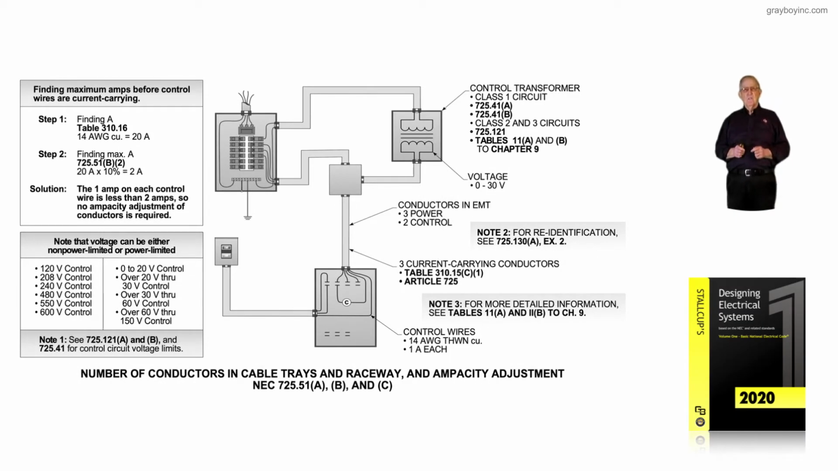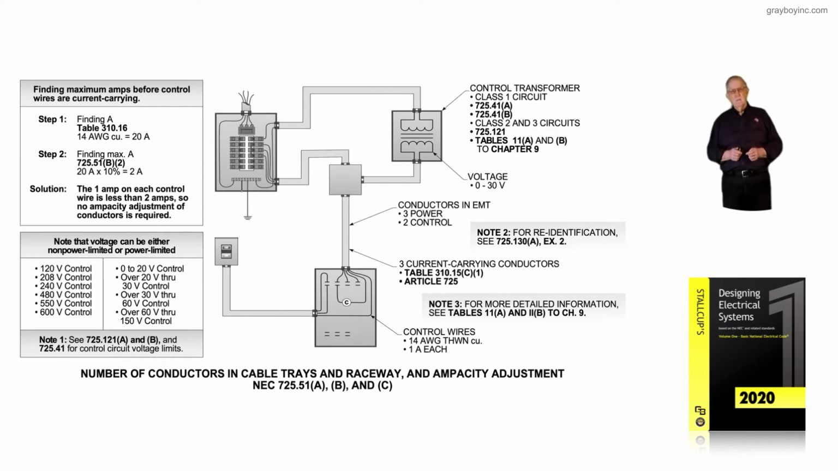Now this illustration deals with the number of conductors in cable trays and raceways and ampacity adjustment factors, in accordance with NEC 725.51 A, B, and C.